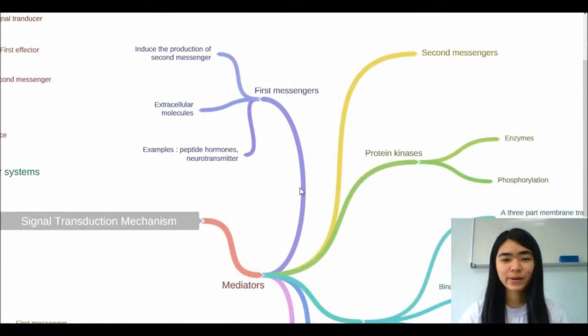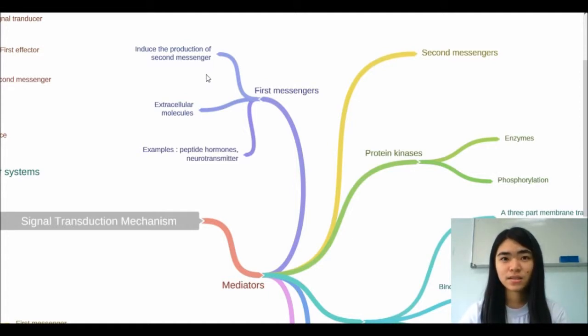So now, I'm going to explain the mediators that are involved in the signal transduction pathways. The first messenger is an extracellular molecule that binds to specific molecules on the target cells. For example, peptide hormones, neurotransmitters, and epinephrine. The first messenger also can induce the production of second messenger.